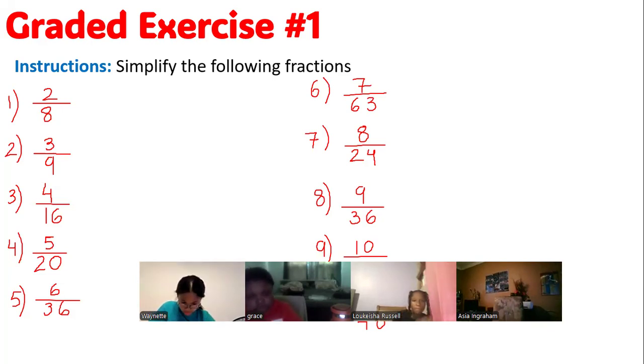Grace, are you on the second one or still working on the first one? I'm on the third one, Mr. Petit. I'm doing it. Okay. Tajani, are you on the second one? Yes, sir. Najara, are you on the second one? Yes, sir. Legacy, what number you on? Number 5. Okay.